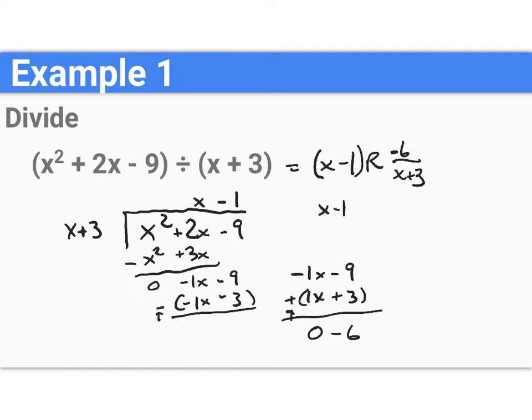That is how we long divide. You're really going to have to take the time and practice this one. And remember all of your rules for long division. So that is how that works out.